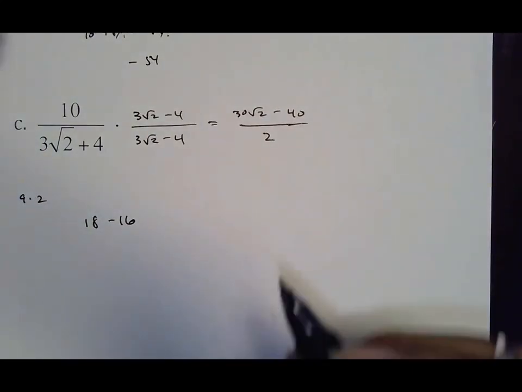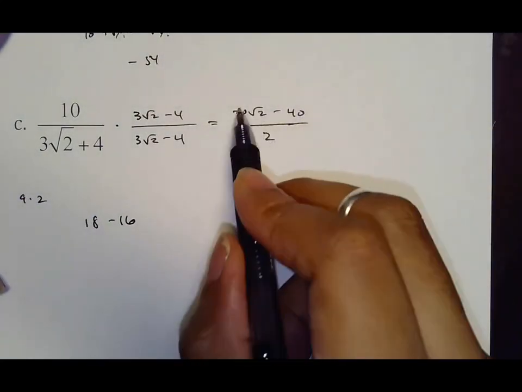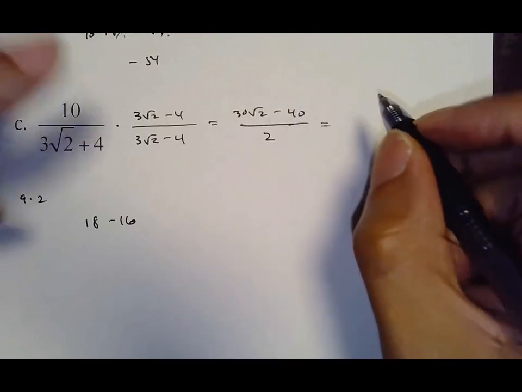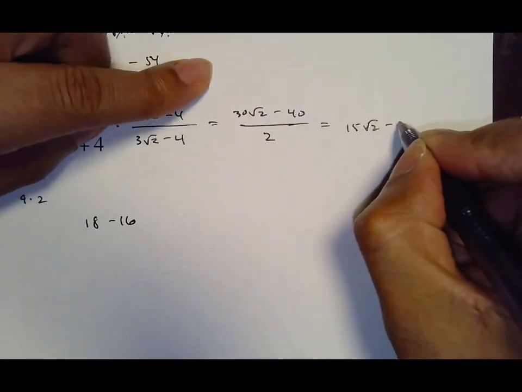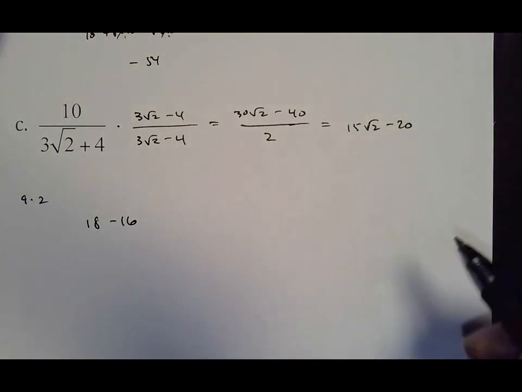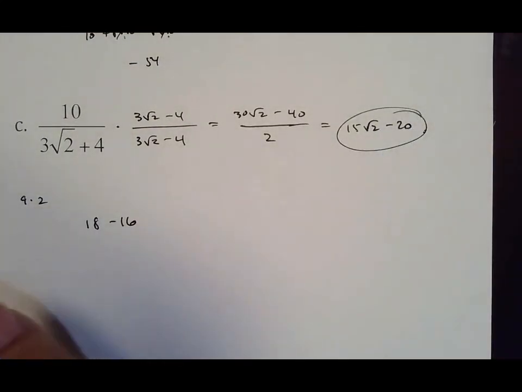And so in the end, you look at this and you say, okay, all these can divide by 2. Again, outside numbers only, which makes this 15 root 2 minus 20, because that would be over 1. That's gone.